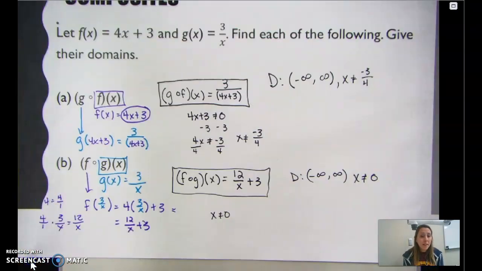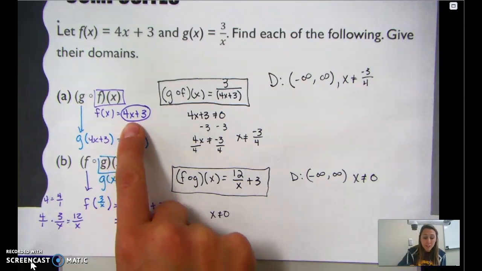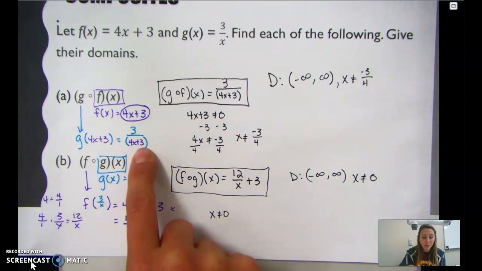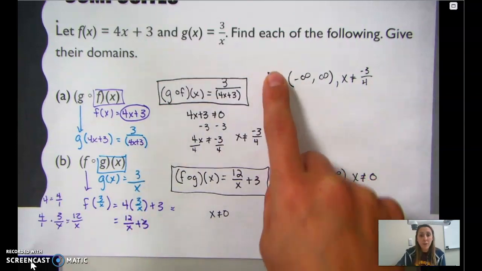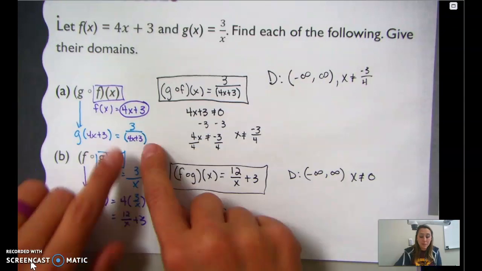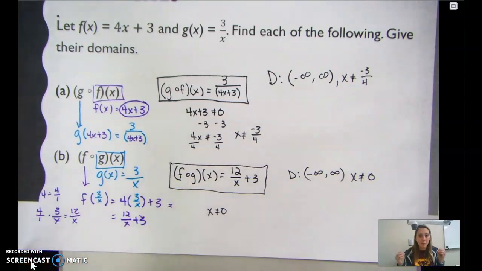Okay, so I evaluate this the exact same way. I found my f function, I plugged it into my g function, and I get 3 over 4x plus 3. So my final answer of g of f of x is 3 over 4x plus 3. There's nothing left for me to simplify. I have this in parentheses, which reminds me I can't break it up.